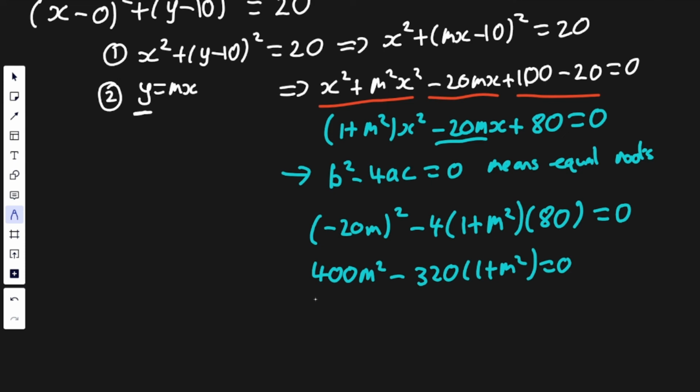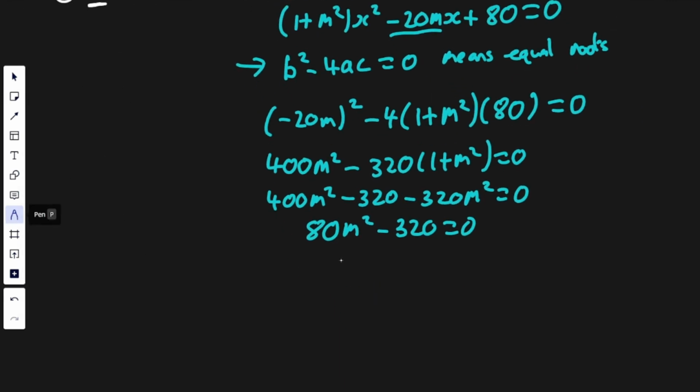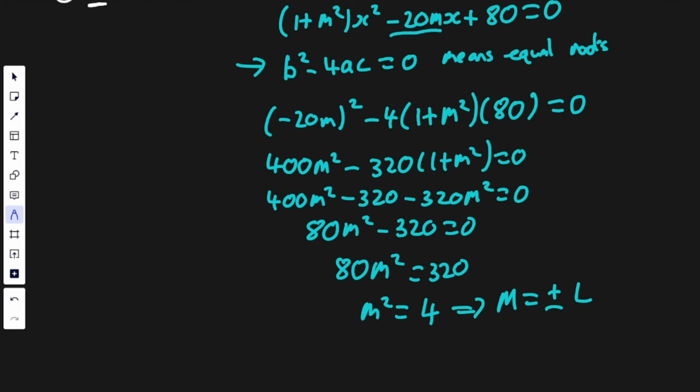And then I'm going to expand. And again, remember, people often forget to multiply the second term by a negative. So you get minus 320 minus 320 m squared equals 0, giving us 80 m squared minus 320 equals 0. Let's add 320, and then let's divide by 80. And finally, let's square root, giving us m equals plus or minus 2.